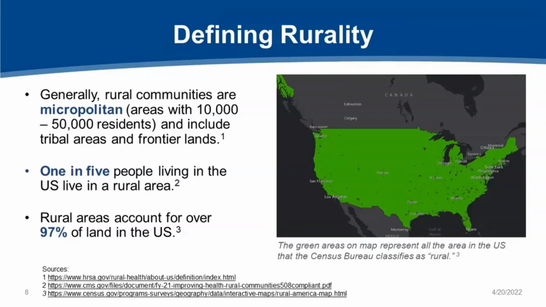On the right side of the slide is a map from the U.S. Census Bureau that identifies U.S. rural areas in green. You will note a lot of green on this map because rural areas, in fact, account for over 97% of land in the United States.